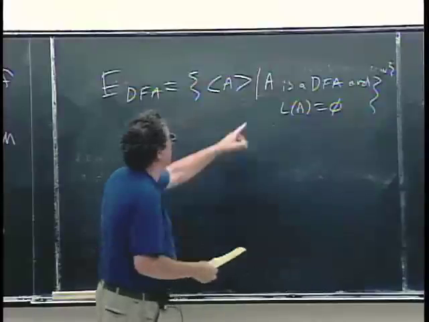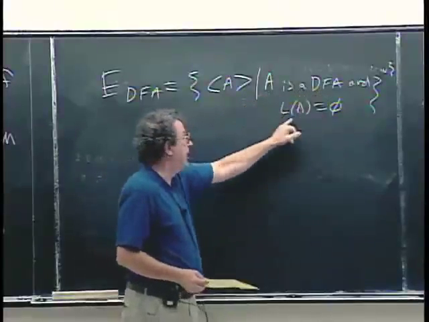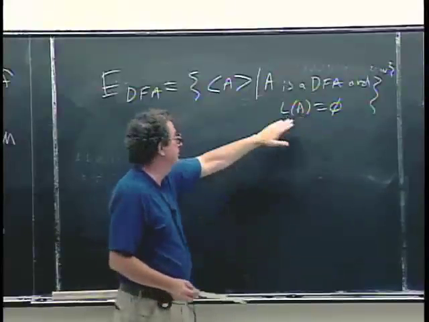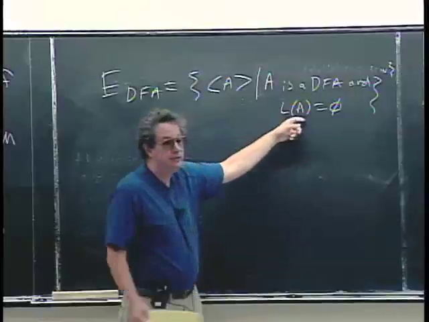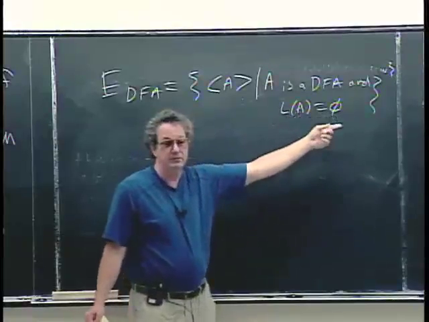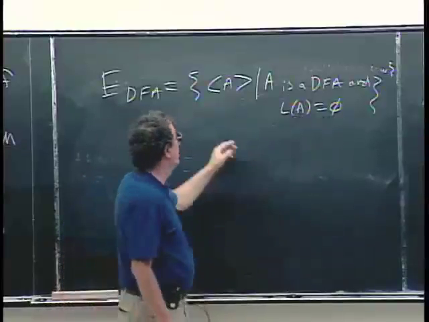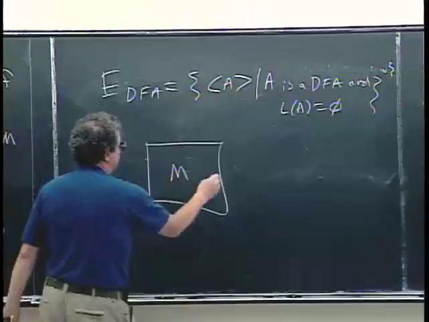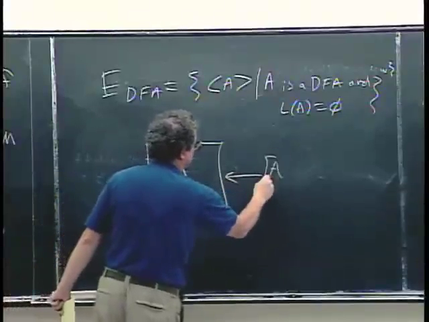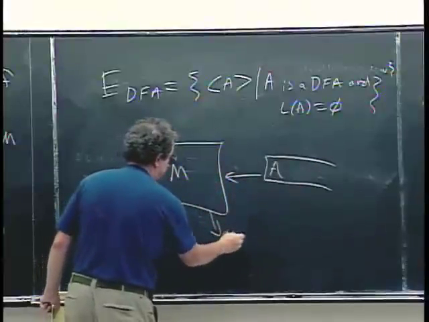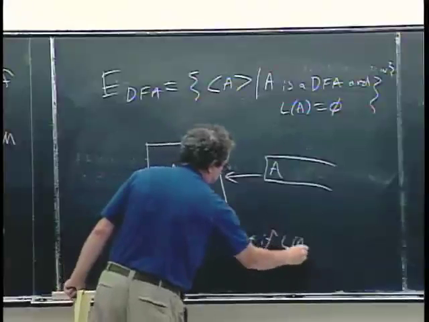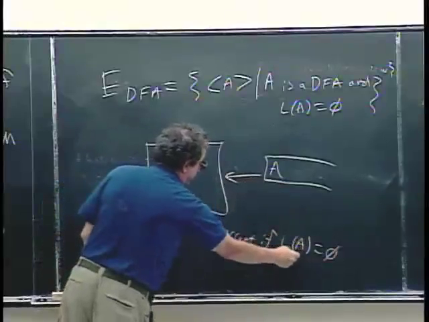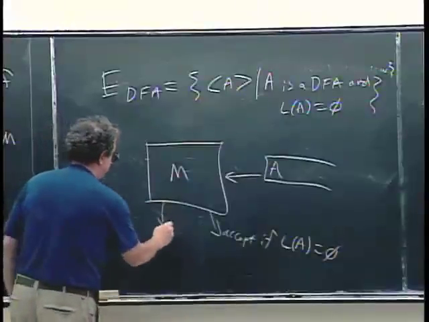Okay. So A is a DFA, and the language accepted by A, remember what that was? We talked about that when we were talking about regular languages. The language, these are all the strings that A accepts, is empty. It means A never accepts, okay? So into the Turing machine comes a description of A. So we have some description of A. And the Turing machine will accept its input if the language that A accepts is empty, otherwise reject.